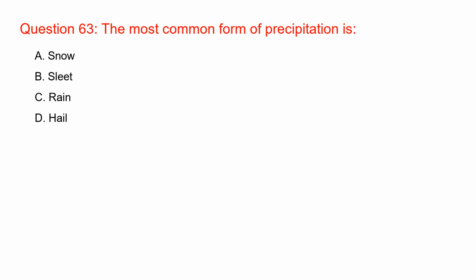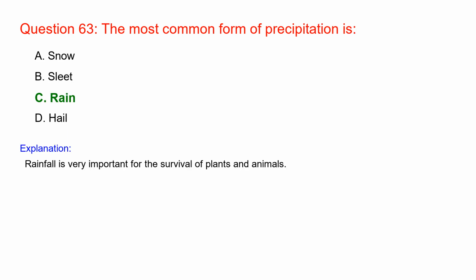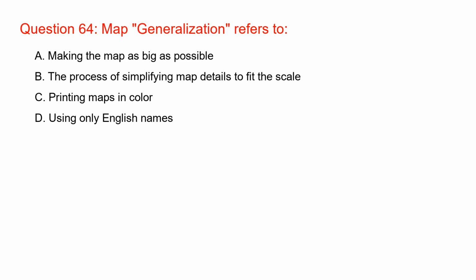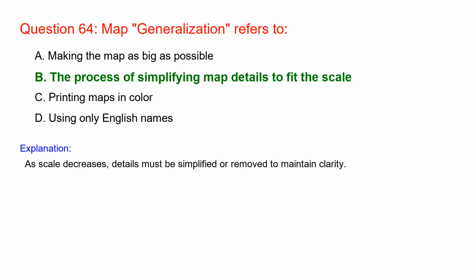The most common form of precipitation is rain. Rainfall is very important for the survival of plants and animals. Map generalization refers to the process of simplifying map details to fit the scale. As scale decreases, details must be simplified or removed to maintain clarity.